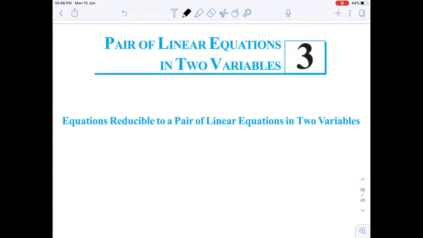So hello everyone. So students, last time we started a chapter, that is pair of linear equations in two variables. Up till now we have seen what a pair of linear equations in two variables is. Then after that we learned how to find the solutions of these equations by using three different methods. I'm going to write those methods over here. First one we have learned is substitution, then elimination, and then third, cross multiplication.